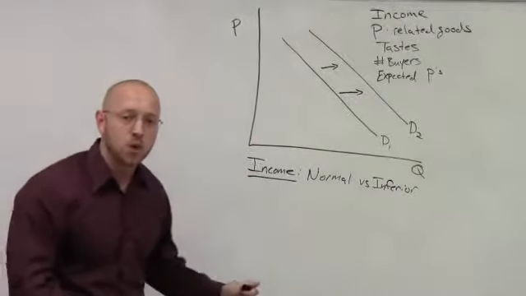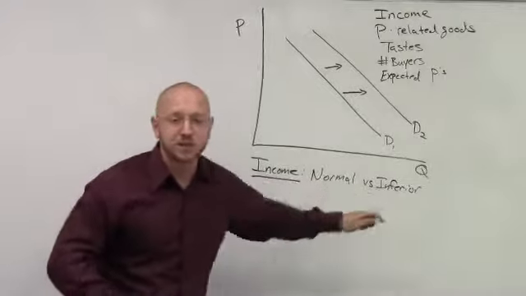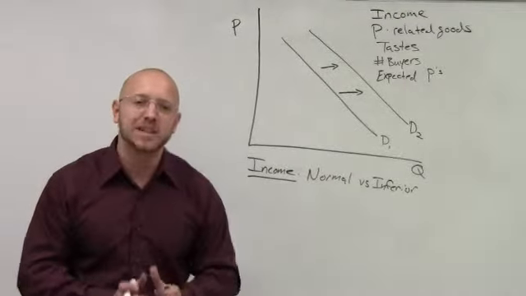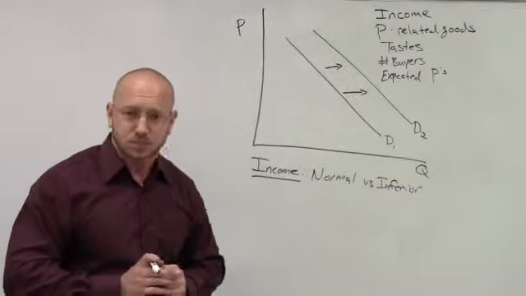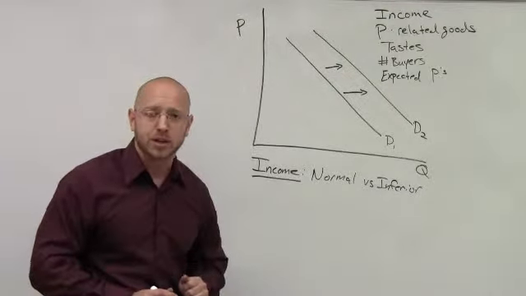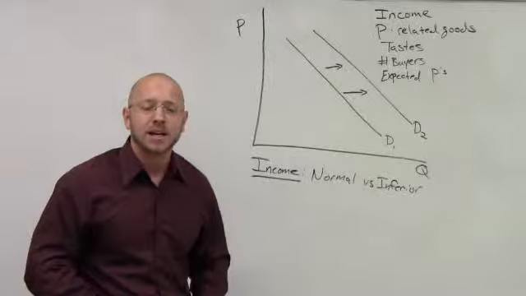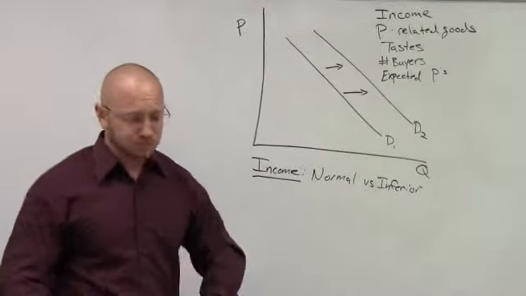Okay, we're going to have normal goods and inferior goods. And those are going to be defined by how income changes demand. Okay, for a normal good, income goes up, demand increases.